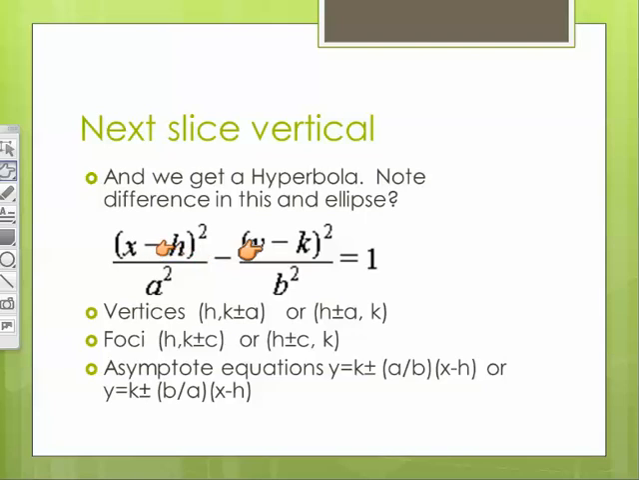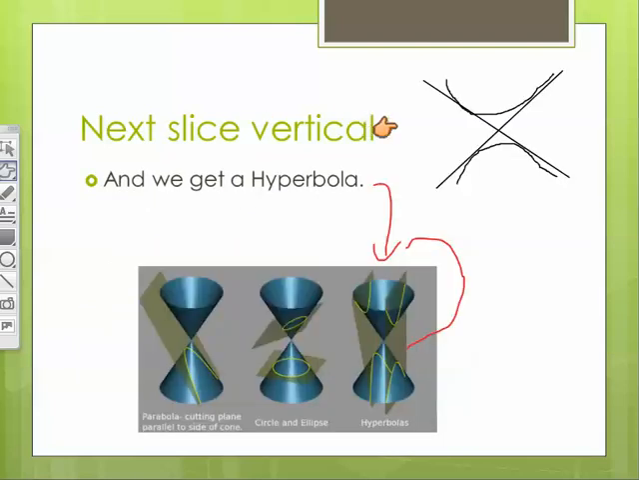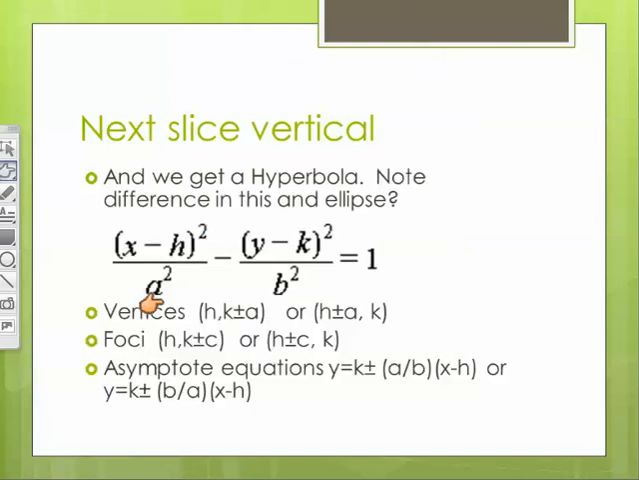The h and the k are still the center. That's still that point on the hyperbola right here where the two lines will cross. For hyperbolas, whichever of a and b is greater tells you whether it's horizontal or vertical. Your vertices are going to be located at h plus or minus a, comma k, if it's a horizontal one. If it's a vertical one, it would be at h, k plus or minus a.